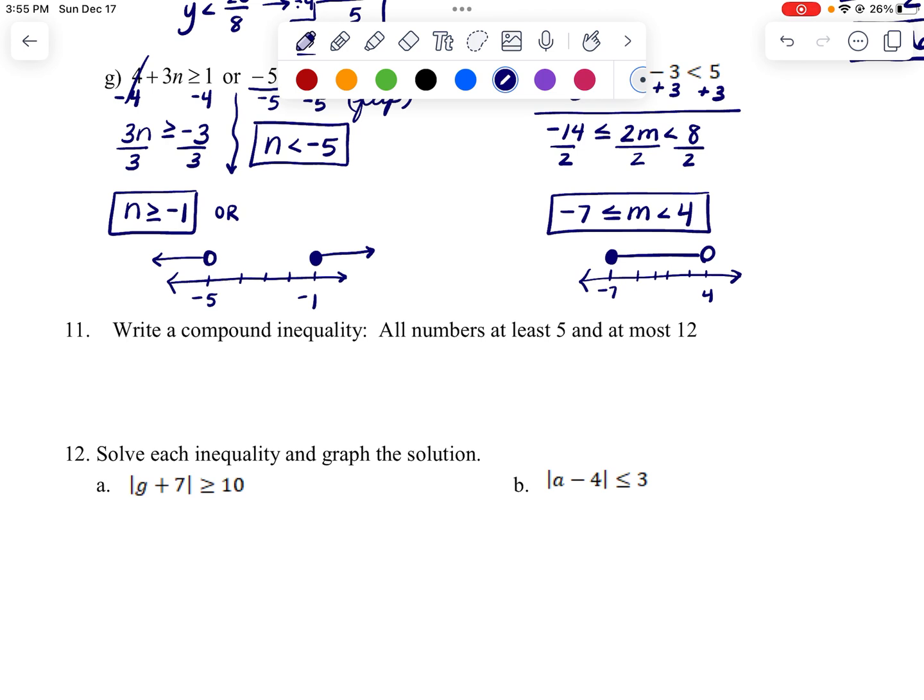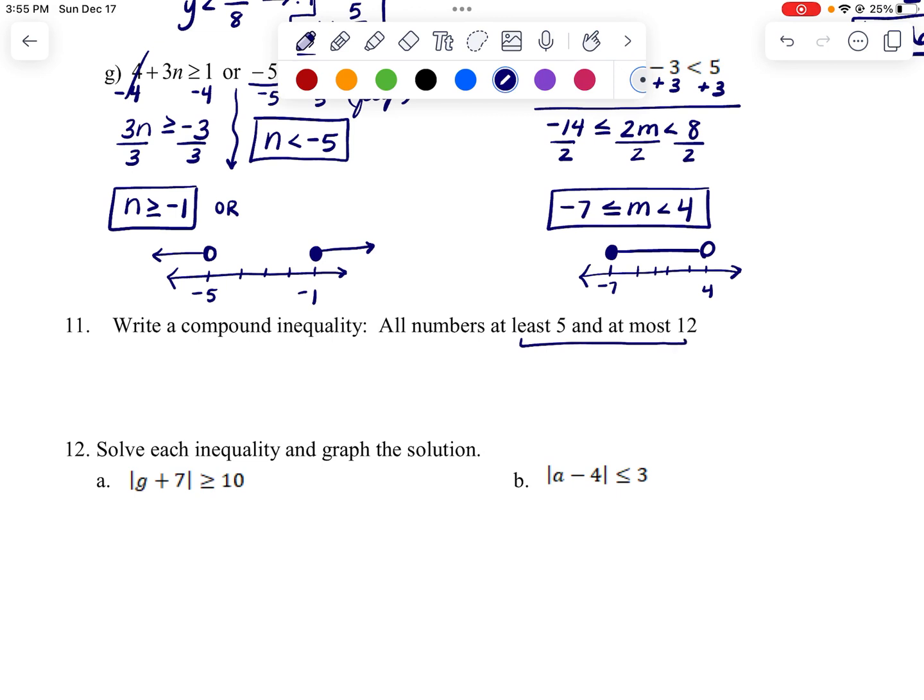So same concept of inequalities, but we're going to write one. And all numbers that are at least 5 and at most 12. So if you read this, you're looking for the numbers in between, which means x is in between, okay? It's at most 5. So it can be 5 or at least 5 and at most 12. So it can equal those things and anything in between.